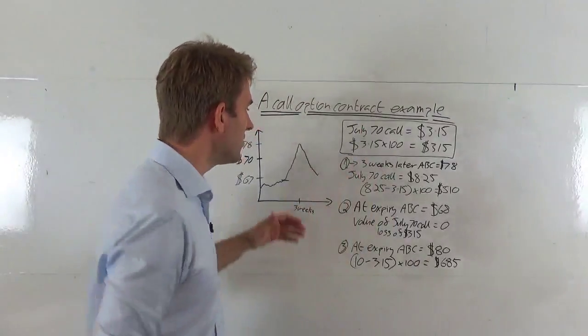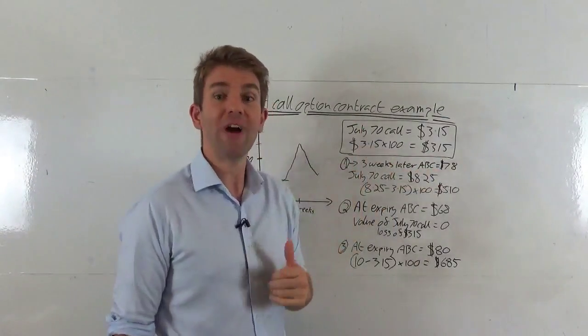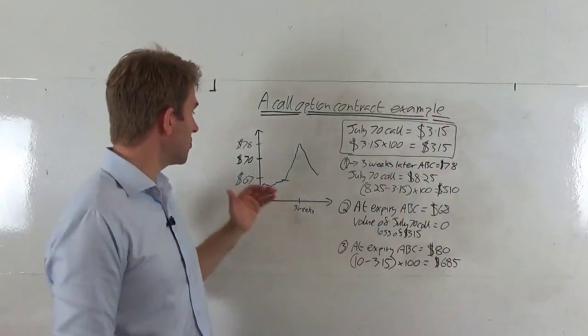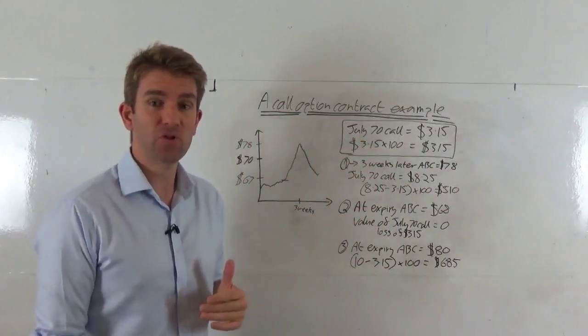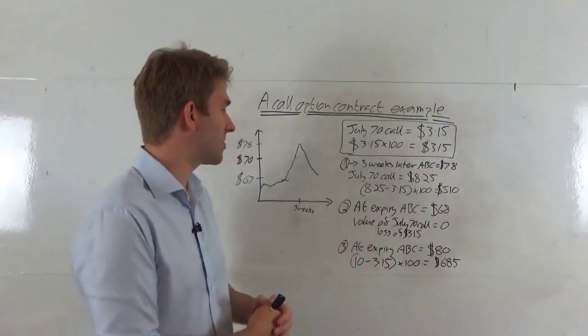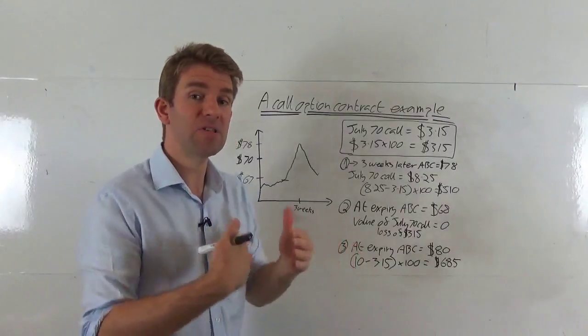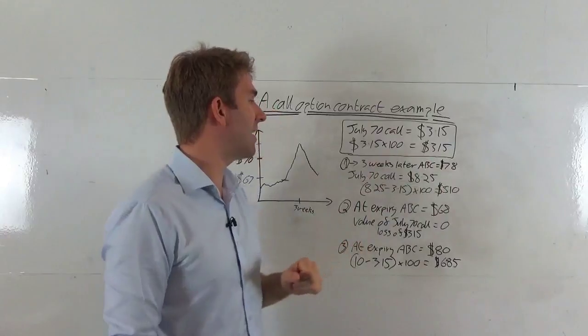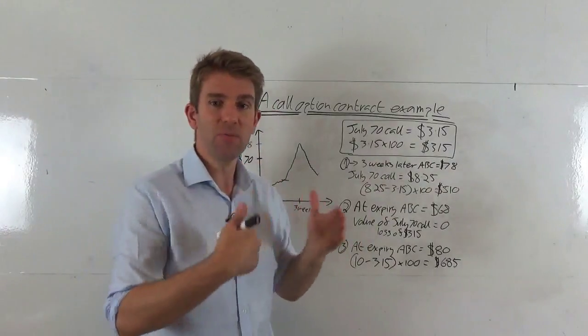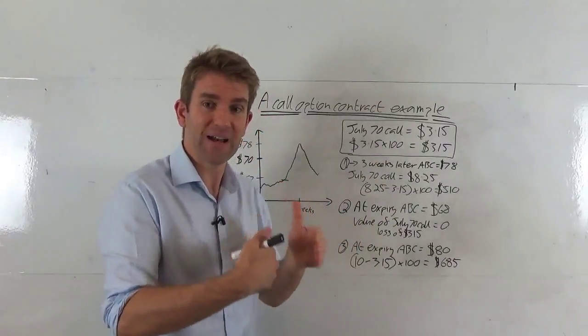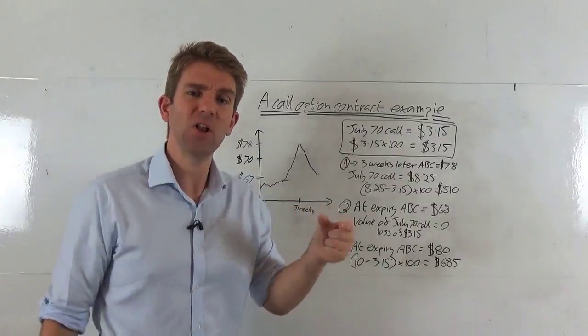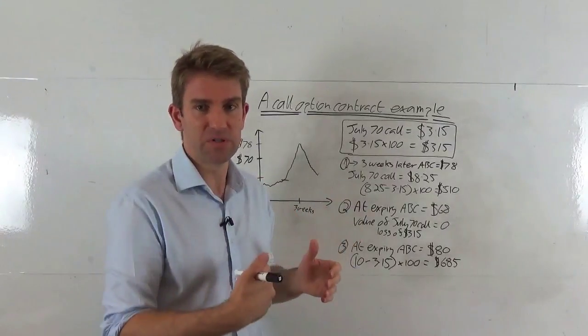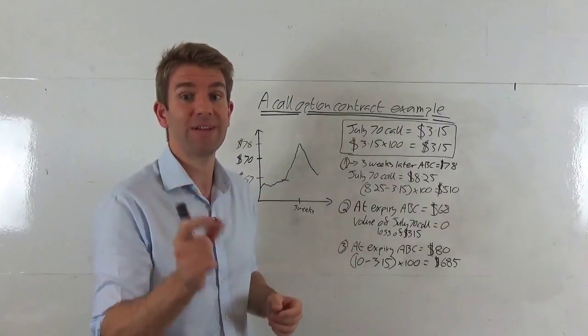Off we go. Three weeks later, the stock rallies to $78. So it rallies well over our $70 strike price, and we've still got some decent time to expiry. All of a sudden, the price of that July 70 call becomes $8.25, because there's an automatic premium of $8 of intrinsic value, plus a little bit extra in it because we're not at the expiry date yet.